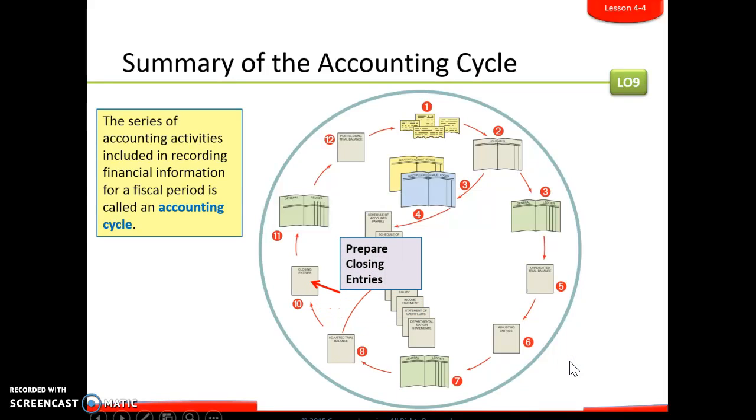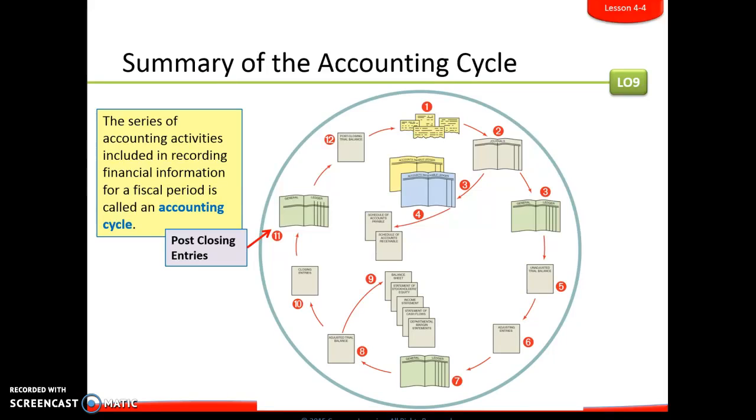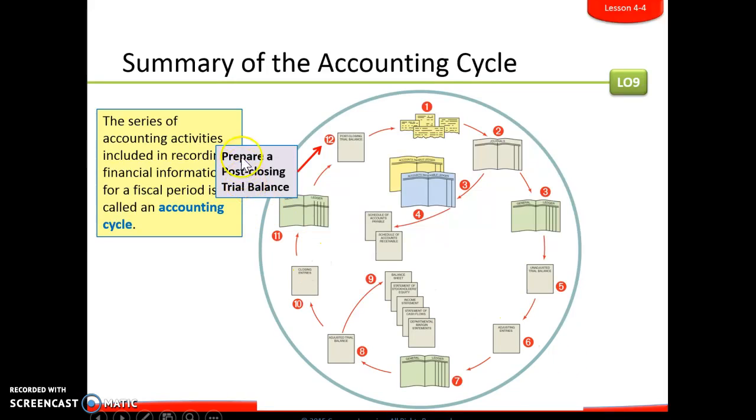Step number 10, we prepare closing entries. 11, we're going to post those closing entries. And then step number 12, we prepare a post-closing trial balance. Okay, that would be the end of the fiscal period. And then we start all over back at number 1, looking at source documents and analyzing those transactions.